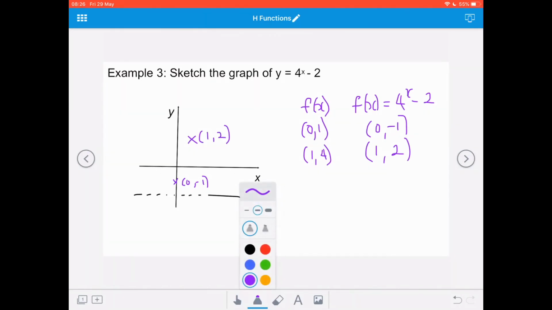So I'm going to plot that one on, and then I'm going to sketch in my curve. So it's approaching negative 2, but it's never going to reach it. And it's going to go through those 2 points. And I'm going to label it as y equals 4 to the power of x minus 2.